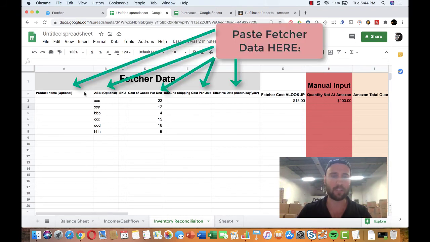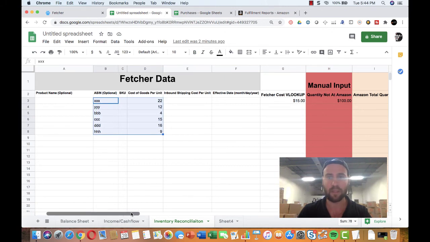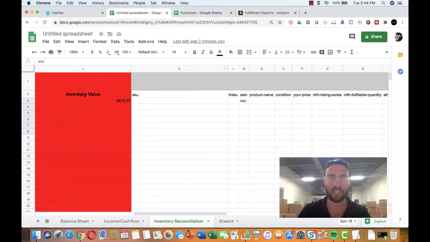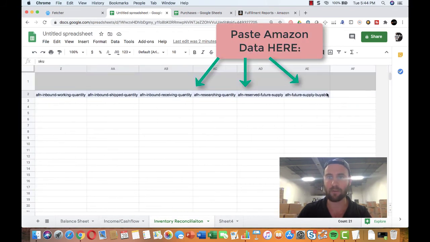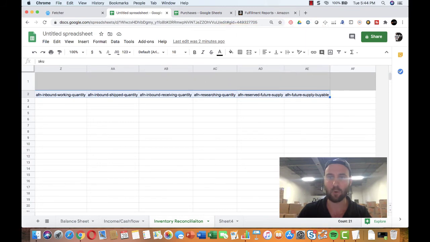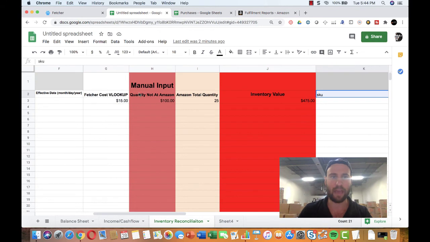So your Fetcher data is gonna come in this format. You will have columns A through F, and I've put in some dummy data here just to use as an example. Now over here where the gray box begins, this is your Amazon data. These are the fields that you will have when you download that FBA inventory report. Now, these columns right here I've added. So G through J I have added.